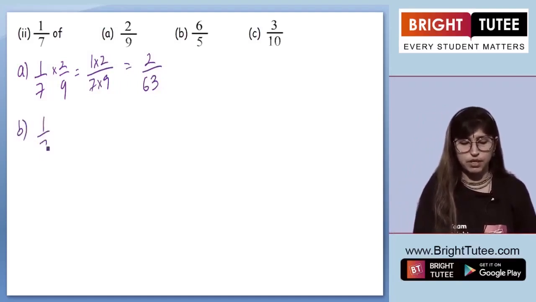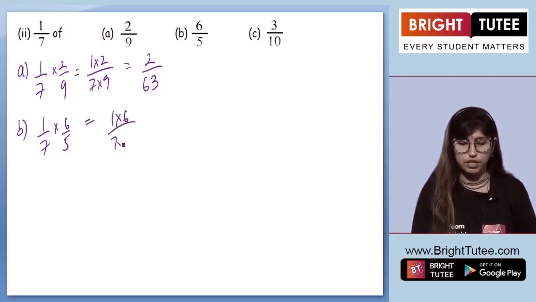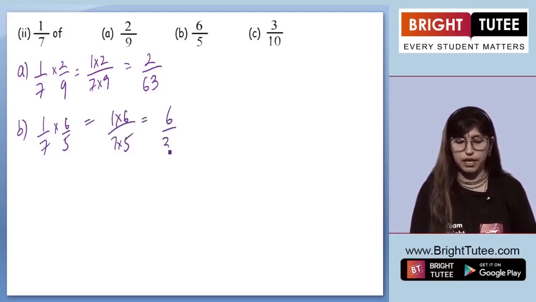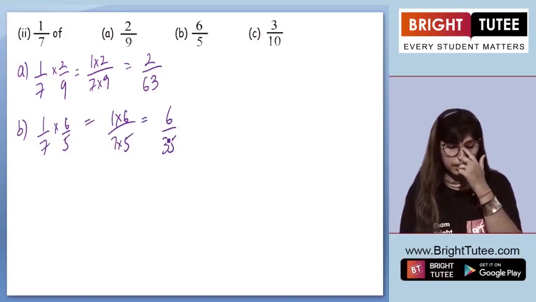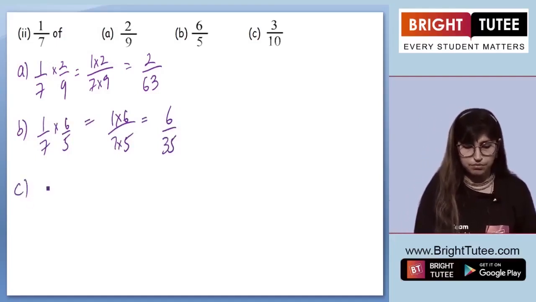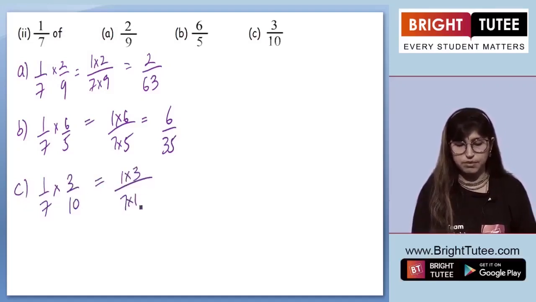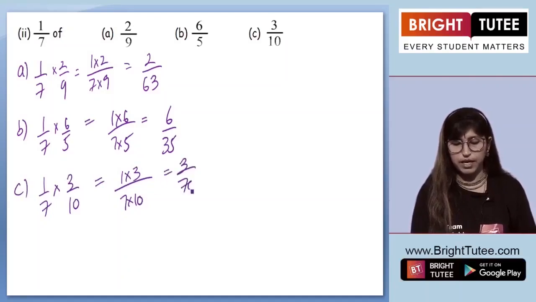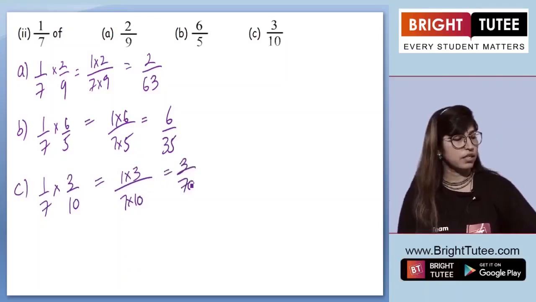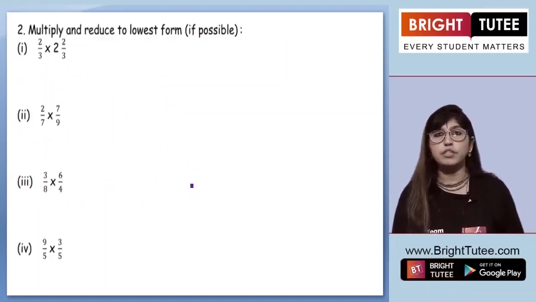B part says 1 by 7 of 6 by 5. Doing out the same procedure, we'll be getting 6 by 35. Let's move on to the C part now. 1 by 7 times 3 by 10, which will be 1 times 3 by 7 times 10, which will be 3 by 70. Let's move on to the second question which we have.